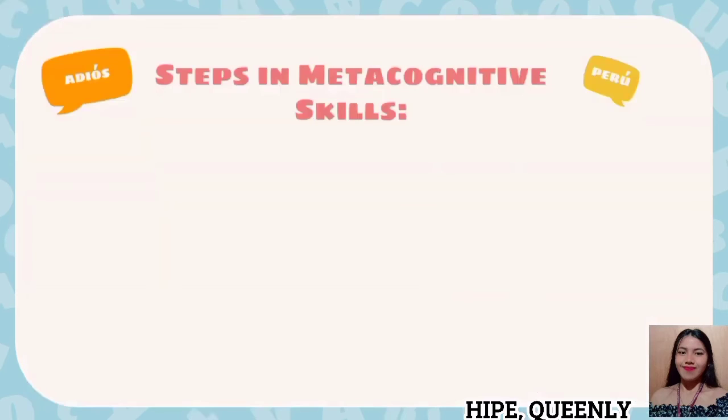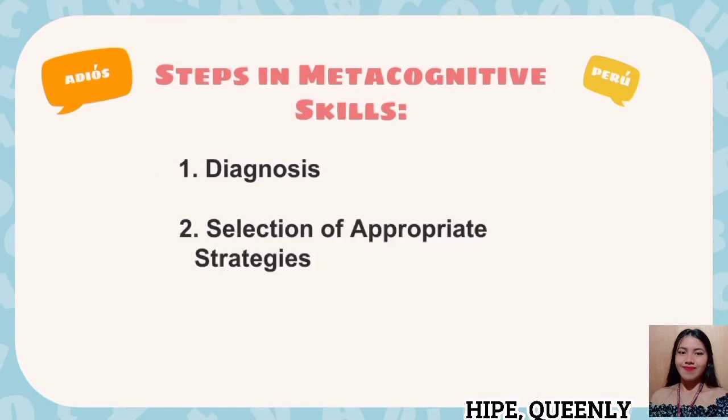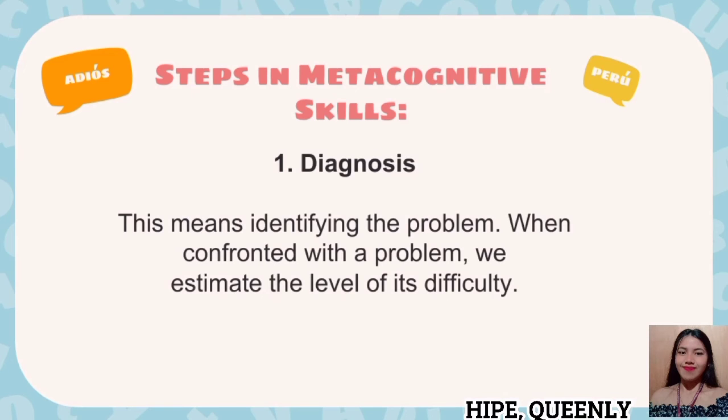Here are the steps in metacognitive skills. First, diagnosis. Second, selection of appropriate strategies. Third, monitoring. And lastly, evaluation. Diagnosis. This means identifying the problem. When confronted with a problem, we estimate the level of its difficulty. The first thing that you will do is to examine and identify the problem, deciding what you need to learn, and then deciding how you are going to learn. That material will be your task.